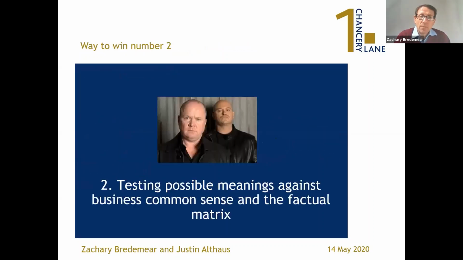So way to win number 2 is a harder way to win the case, and that's why I've got the Mitchell brothers as my example for number 2. And the way to win number 2 is testing possible meanings against business common sense and the factual matrix. Now I'm going to say a little bit more about what business common sense and the factual matrix are.